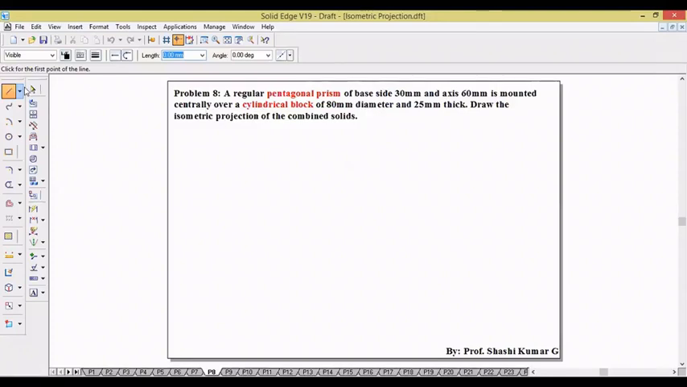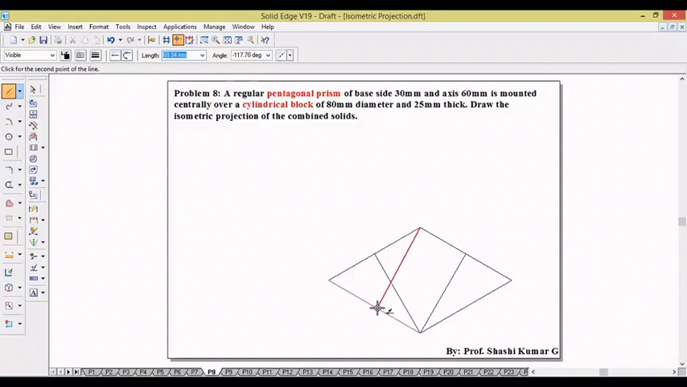So here we have a cylindrical block and a pentagonal prism. Let us construct the cylindrical block first. The cylindrical block of diameter 80 mm: 80 at 30 degrees, 80 at 150 degrees, 80 at minus 150 degrees, 80 at minus 30 degrees. Then join the opposite midpoint to the corner and draw the ellipse by the midpoint method.